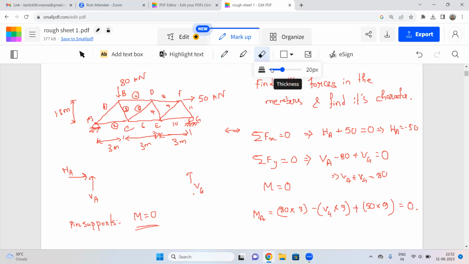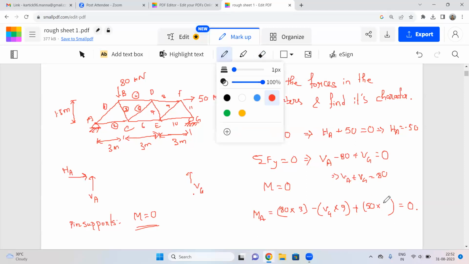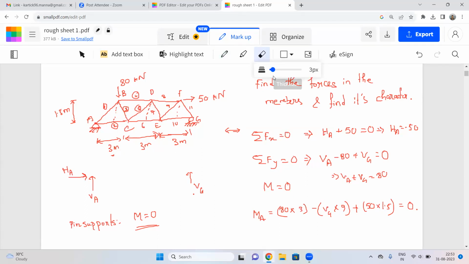Exactly. That will be 1.5. Good, you correct this one. Now one more error is there. Look at this 80 kilonewton force. This A to C is 3, and the load is at half position, so that one also will be 1.5.